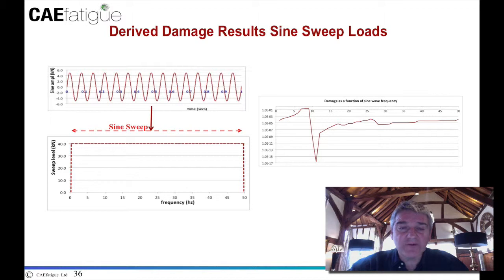This is a more straightforward result for the damage resulting from a straightforward sine sweep with no underlying random load. Again, we're showing the damage as a function of sine wave frequency here.